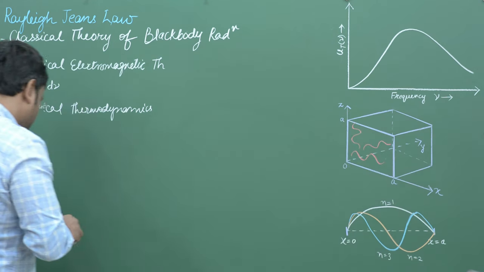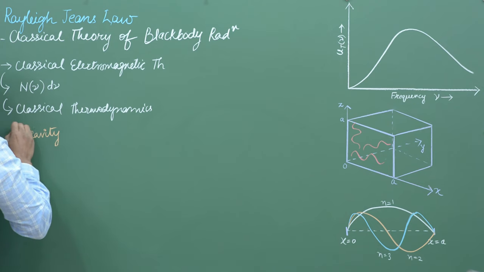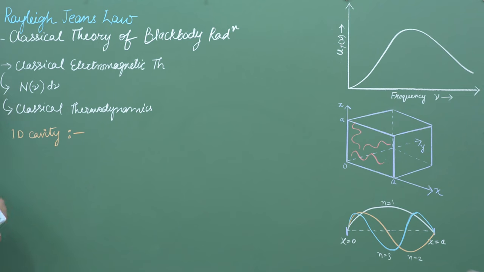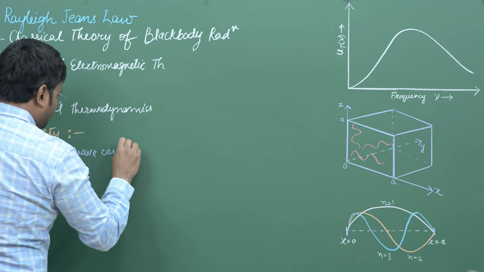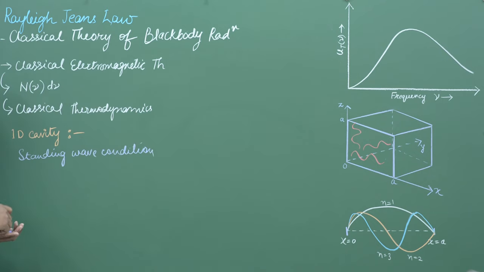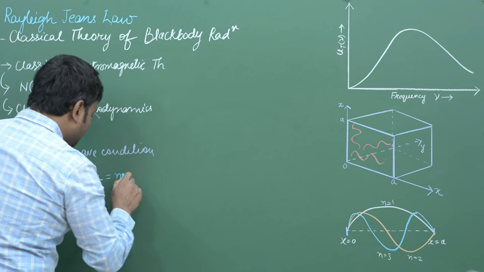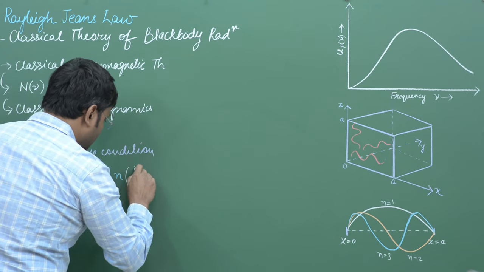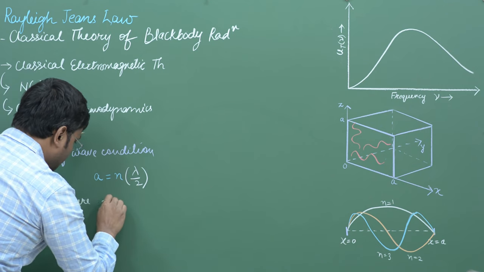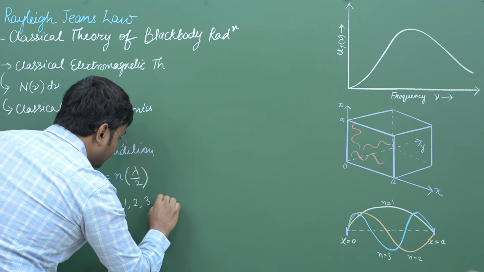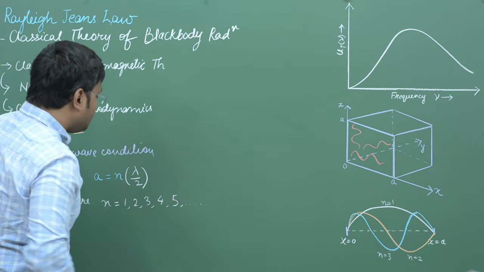I can come up with a condition. Since we are discussing a one-dimensional cavity right now, the condition for standing waves is, quite simply put, that the dimension of this cavity, which is a, is equal to n times lambda upon 2, where lambda is the wavelength of the standing wave and n is an integer. n can take values of 1, 2, 3, 4, 5, up to infinity. There are infinite possible standing waves, but only those which correspond to this particular condition.